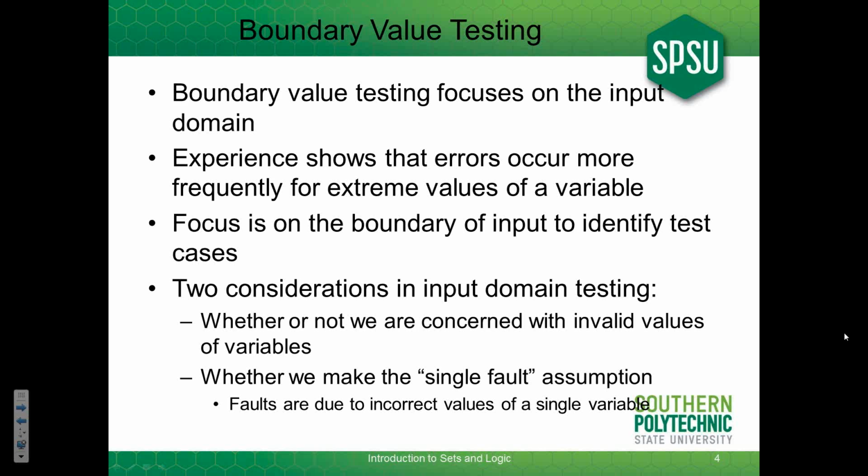So there are two assumptions that we are going to be making right now. One is whether or not you're concerned with the invalid values. You'll see that we have different types of boundary value testing. Some of them are going to look at the valid values and invalid values, and some of them will not. And also, right now we make an assumption initially, but later we'll change it. We make the single fault assumption.